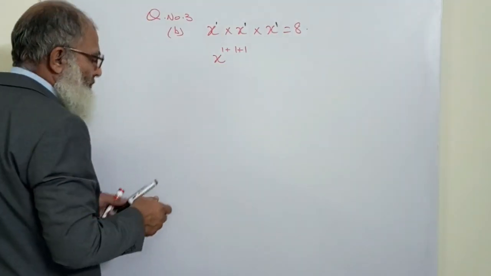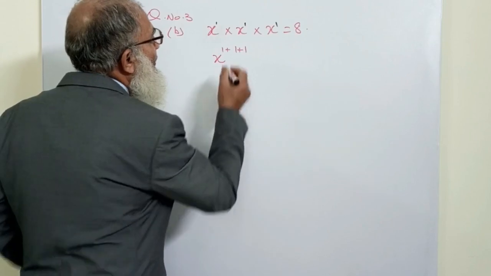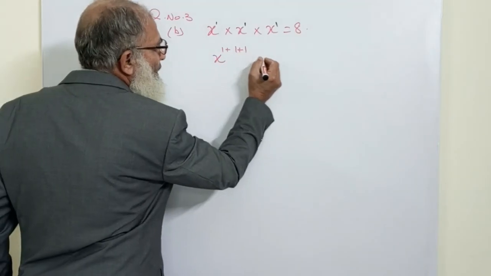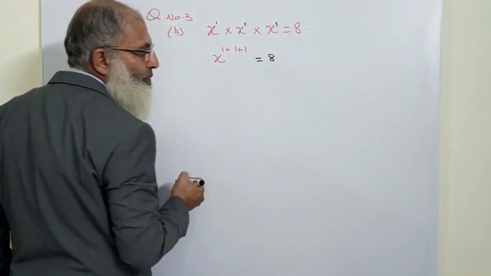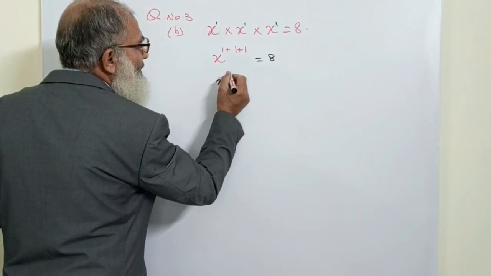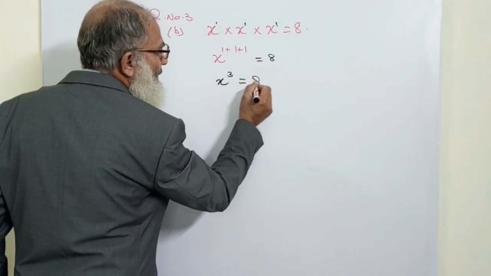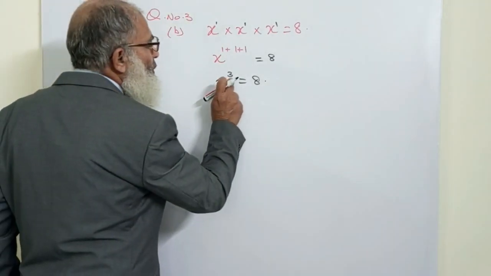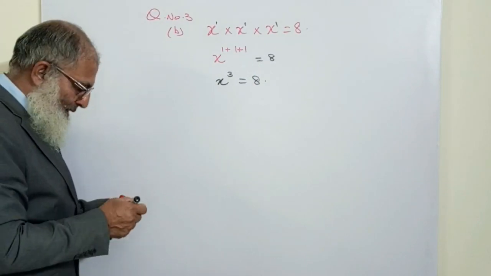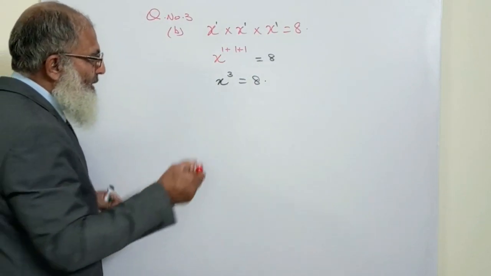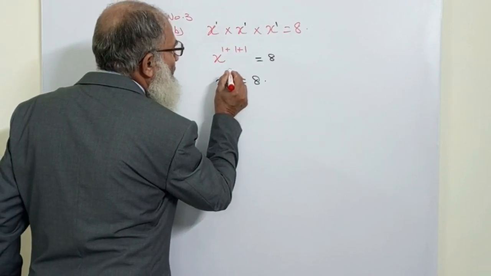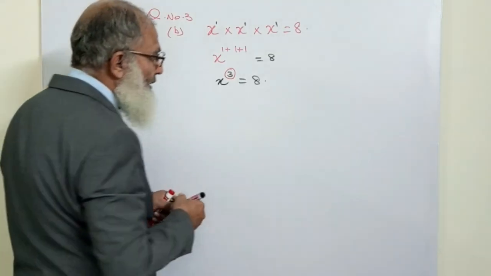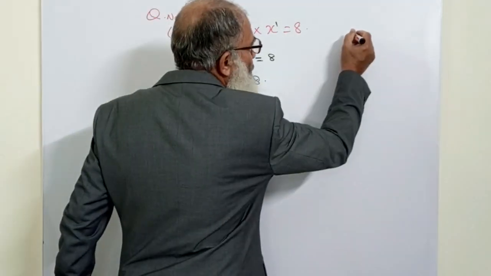Now it means that x to the power 1 plus 1 plus 1, that is x^3, is equal to 8. Since x is raised to power 3 now, and we have already stated how to find the cube root.